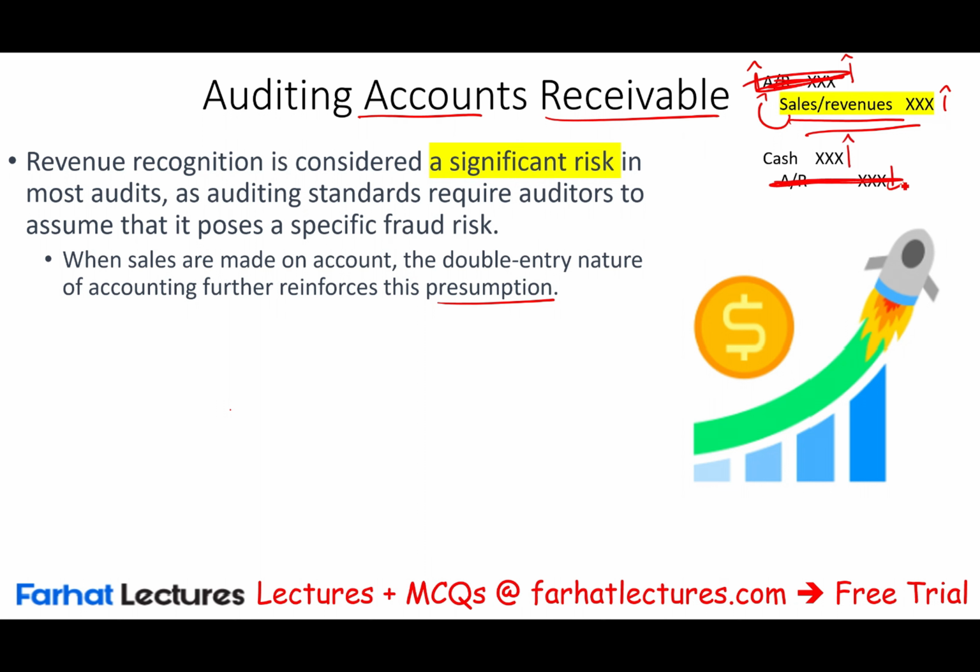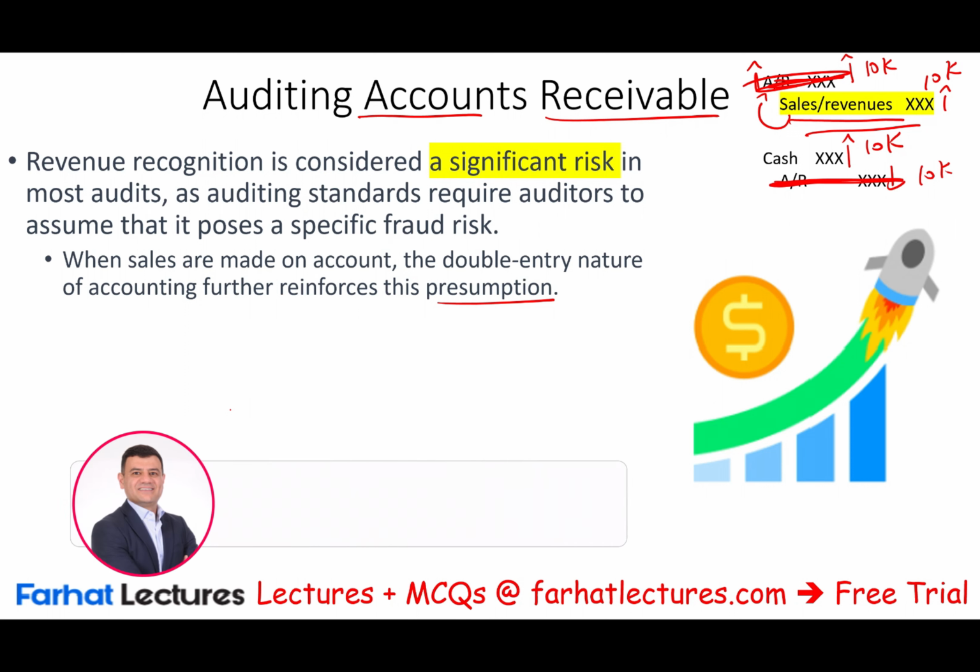And basically, in a perfect world, this is what it comes down to. Accounts receivable increased by 10,000, accounts receivable decreased by 10,000, revenue increased by 10,000, and we received cash of 10,000. This is what usually happens. Well, that would be great if we lived in a perfect world.